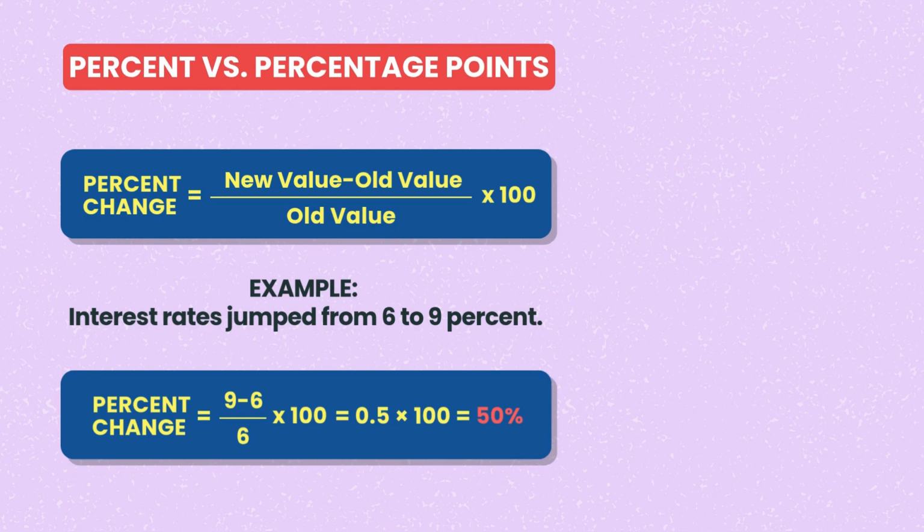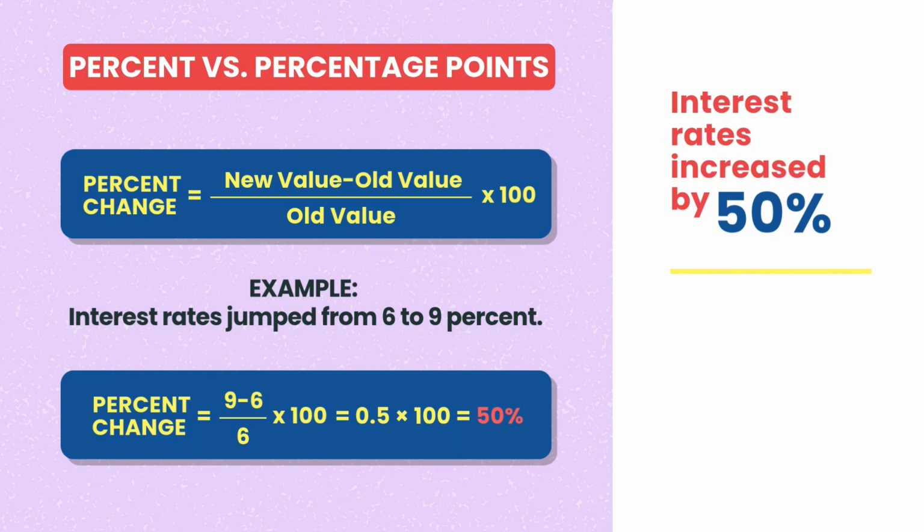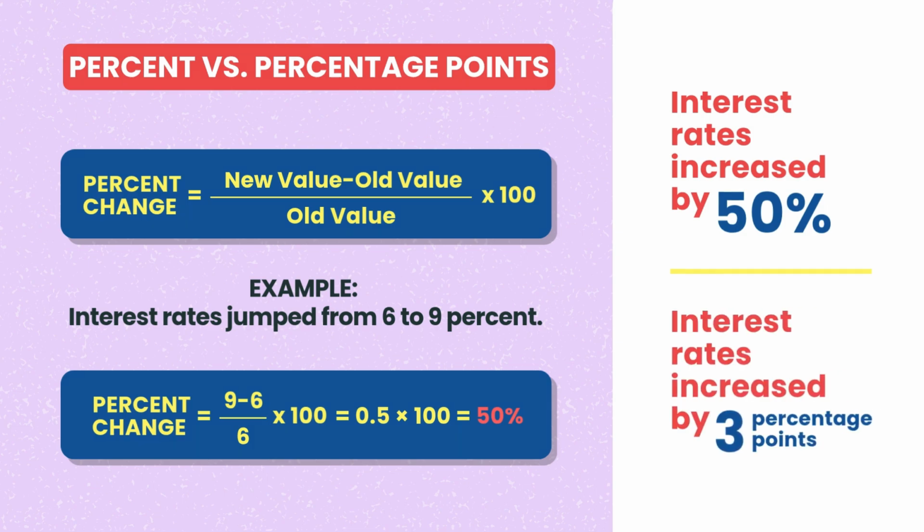So, you could correctly say either of the following. Interest rates increased by 50%. Or alternatively, you can say that interest rates increased by 3 percentage points.